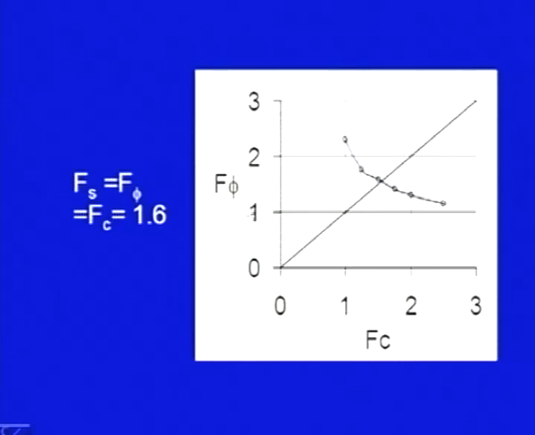We plot a graph between Fc and Fphi. This is the graph, and draw a line which has 1:1 slope, 45 degree slope, and where it intersects this curve, that gives you the factor of safety. So, for this point Fs, Fphi, Fc all are equal, and the factor of safety we are getting is about 1.6.